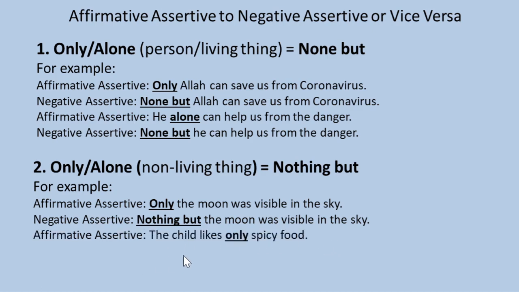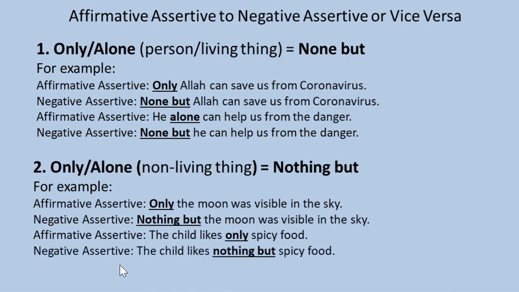Affirmative assertive: the child likes only spicy food. Negative assertive: the child likes nothing but spicy food. So look at the sentences, here only refers to the moon, here only refers to the spicy food. So both the subjects are non-living things. That is why both are replaced with nothing but.